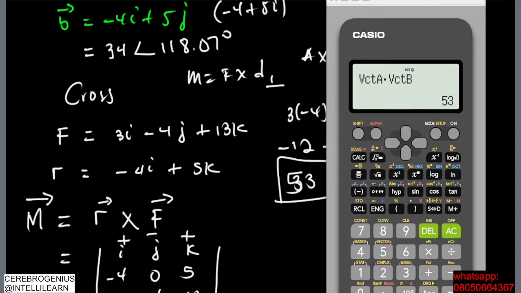So that's how you do vector product with your Casio calculator. Is there any other thing that we are supposed to know? Oh, even if there is, I will have to shift it to the next video.